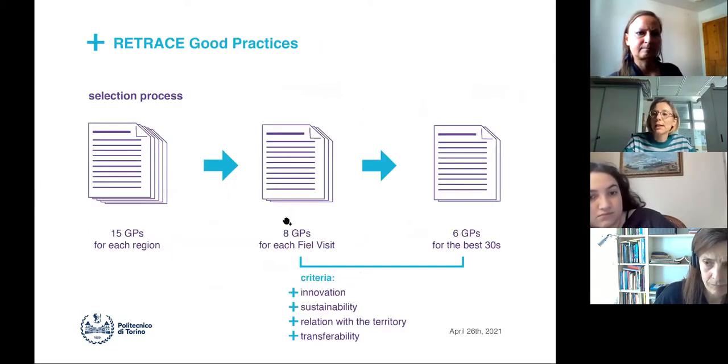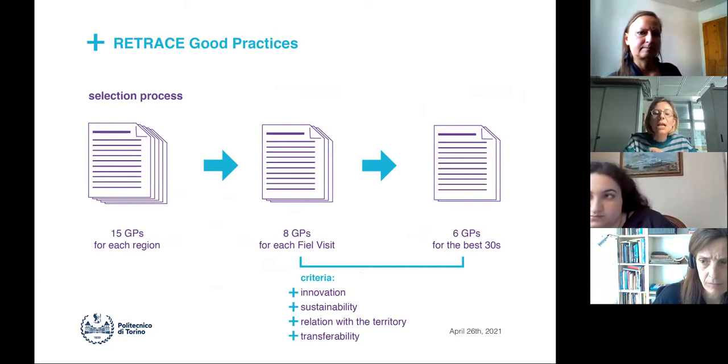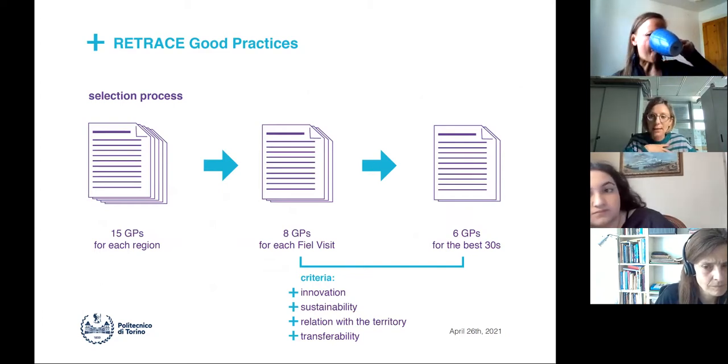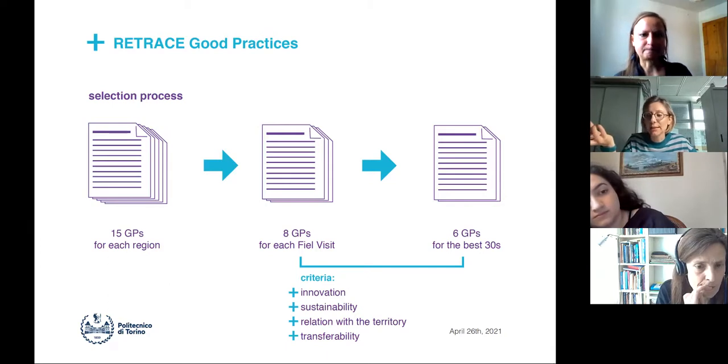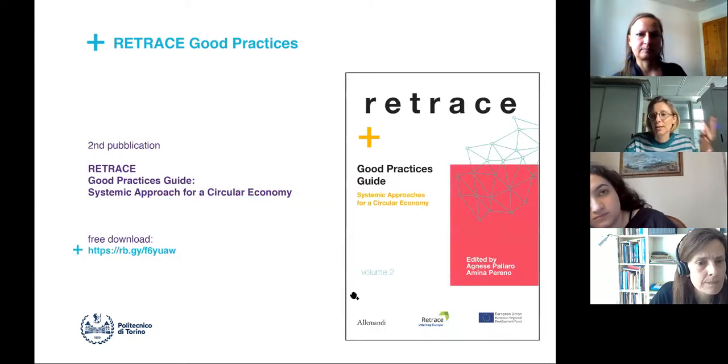The next part was the sharing of knowledge with those field experiences. We select for each region 15 good practices by each partner. Then with the coordinator, we selected 8 good practices that will be the core of our field visit. And then after a peer review workshop with the partners, we select 6 good practices for the best ones, which will be the occasion to publish the second volume.